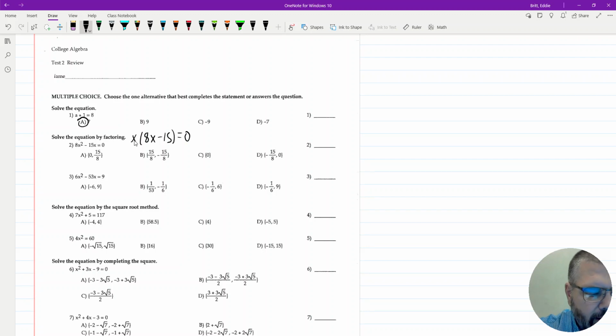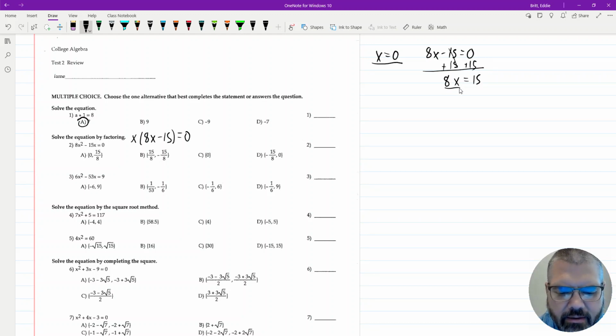And so now I set both factors equal to 0. So I'll have x equals 0, and I'll have 8x minus 15 equals 0. So one of my answers is x equals 0, and the other one I need to solve for x. So add 15 to both sides, 8x equals 15, divide by 8. So my solution set is 0 and 15 over 8. Alright, so it's A as well.